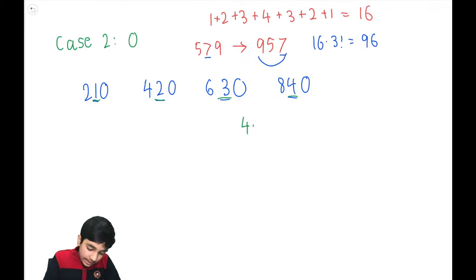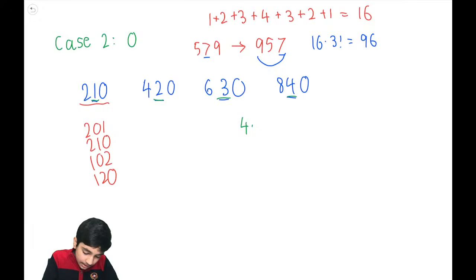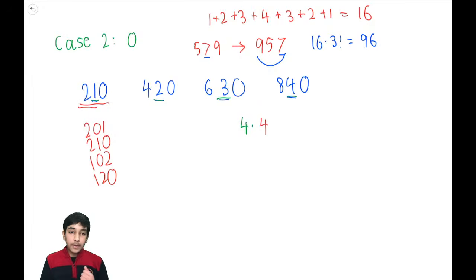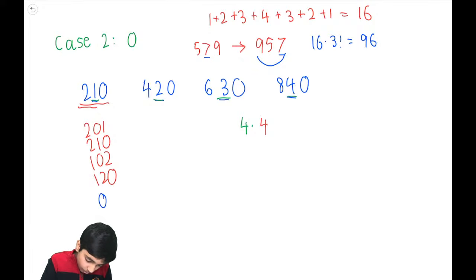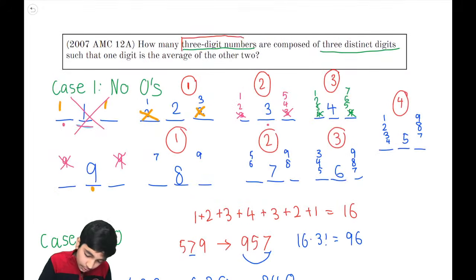So for example, for 210, we can rearrange them as 201, 210, 102, 120. So overall 4 rearrangements of 210. Because remember, the reason it's not just going to be 6 rearrangements is because 0 cannot be the start of the number. So the arrangement 0, 1, 2, for example, would not work, because that's not a 3-digit number. That would be a 2-digit number then.